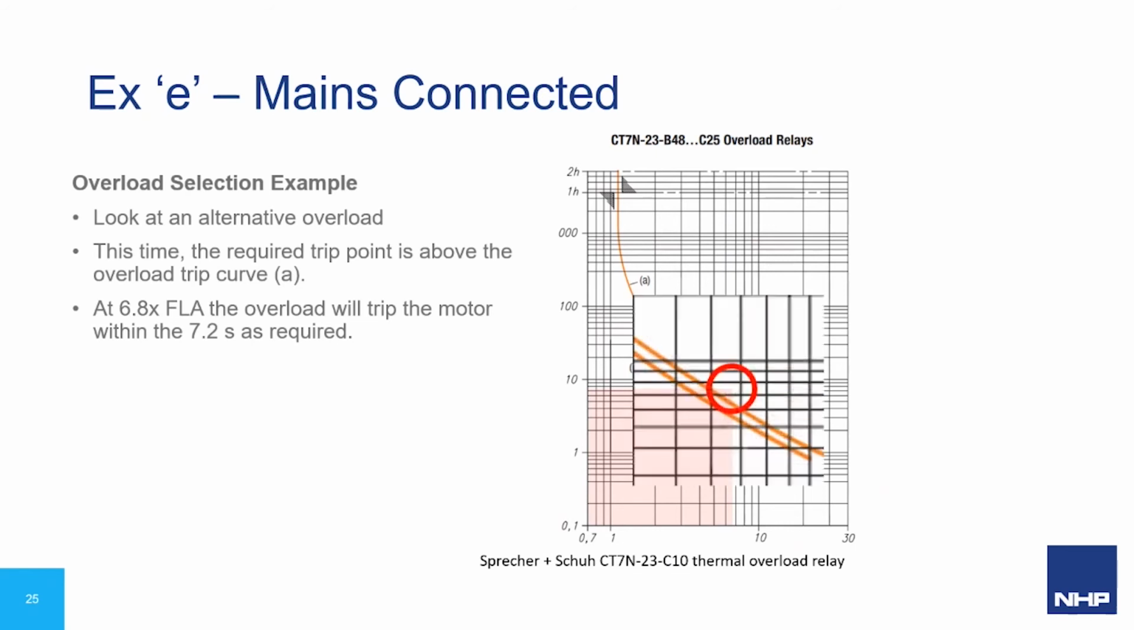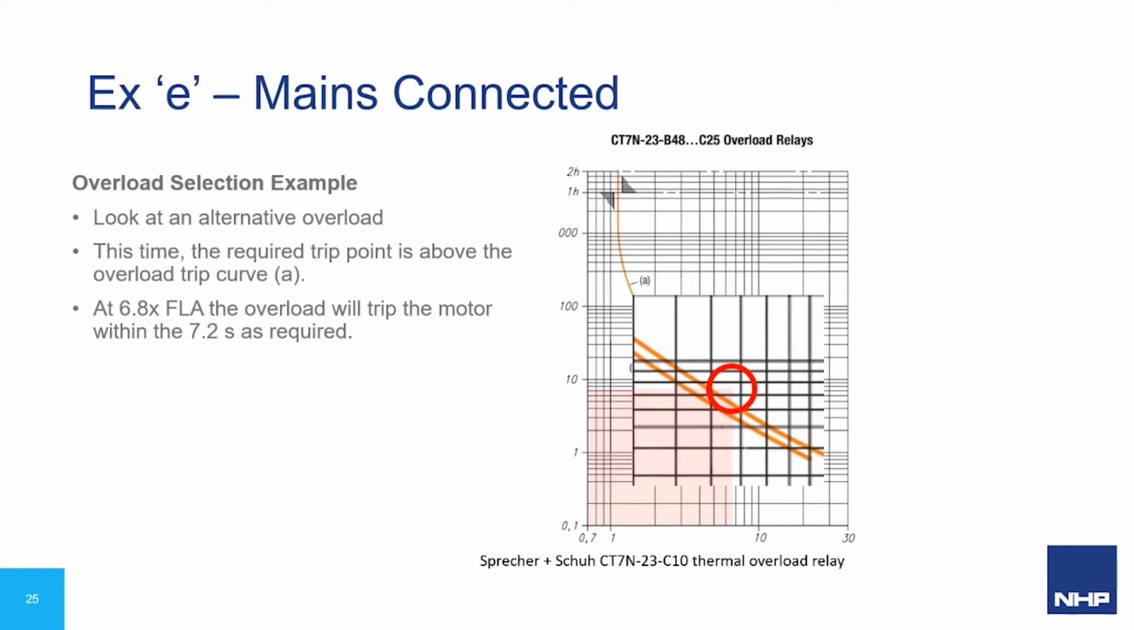And if we have a closer look, we can see that this point does in fact lie above the cold trip curve shown by line A. So at 6.8 times full load current, the overload will trip the motor within the 7.2 seconds as required, and therefore it satisfies the requirements that we're looking at of section 11 and 11.3.1.